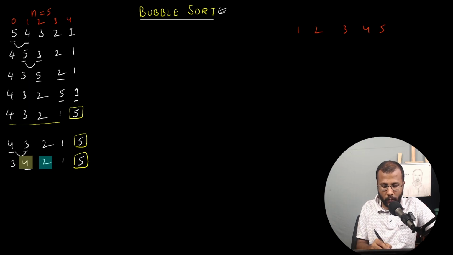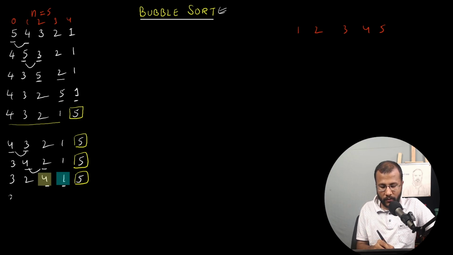I'll compare 4 and 2. 4 is more than 2, so I need to bubble up. I'll need to shift 4. Okay, so the output becomes 3, 2, 4, 1, 5. I swapped 4 and 2. Okay, now I'll repeat the same process with 4 and 1. 4 is more than 1, so swapping is required. So this becomes 3, 2, 1, 4 and 5.